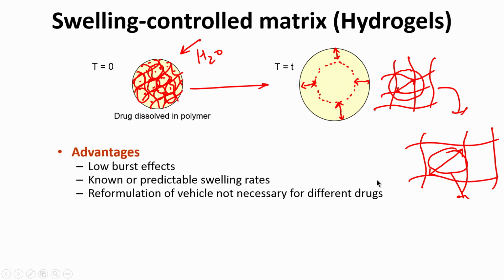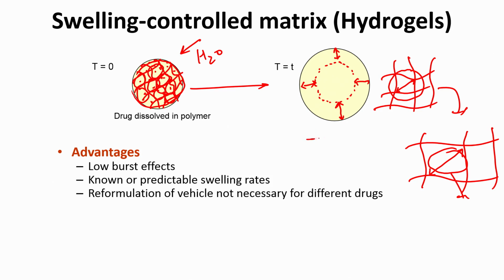So, the advantages are it has low burst effects, and the reason for that is the drug is basically entrapped, it is not moving around. Remember why the burst effect was present? It was present because the drug would typically come out and sit right on the edges. So if there is no movement of the drug because it is well entrapped in there, it will not really come out and you will not get a burst effect.